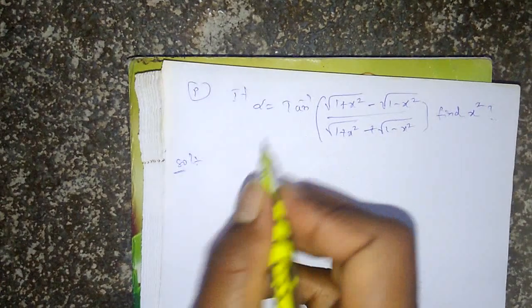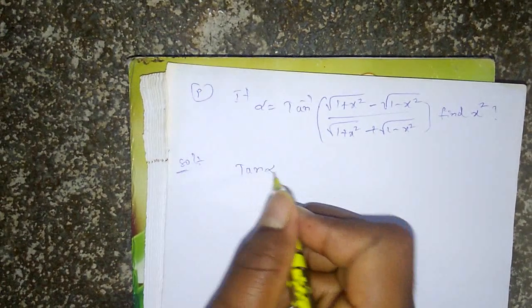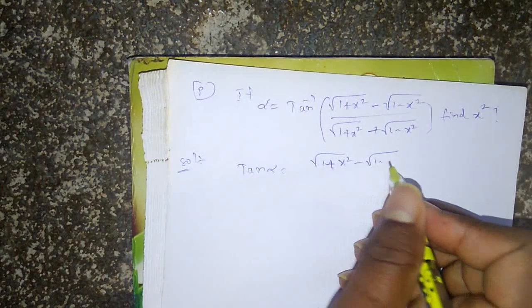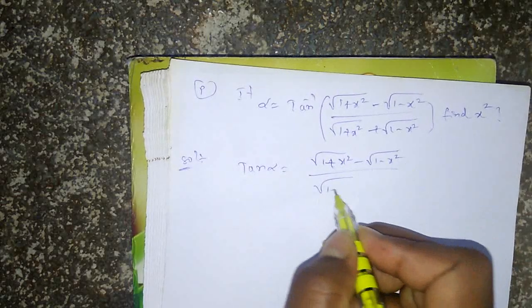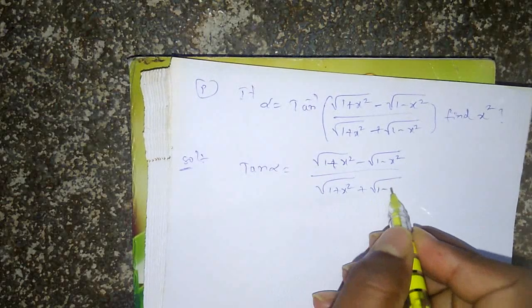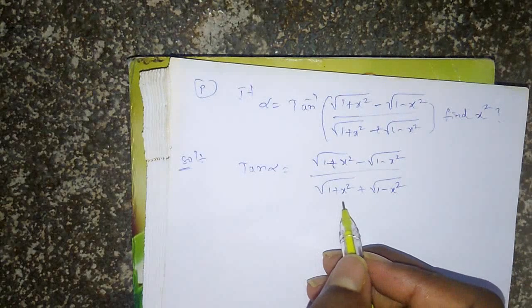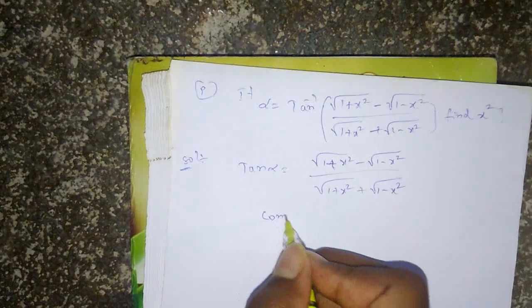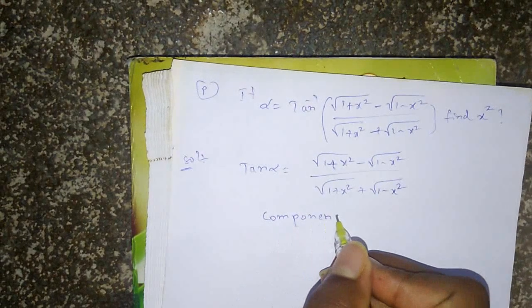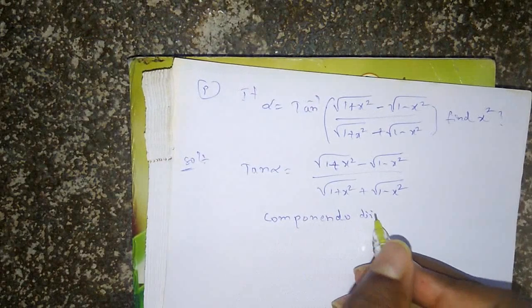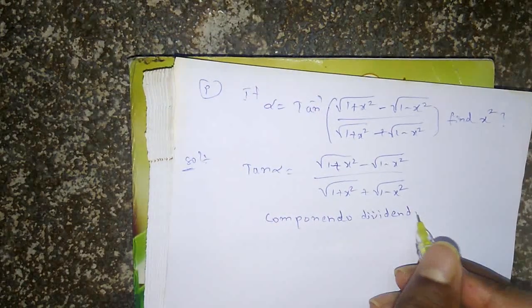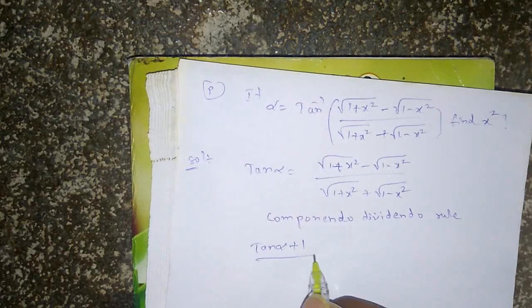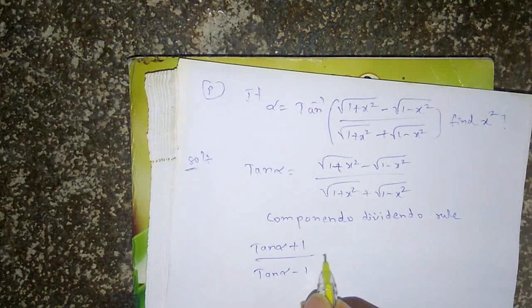So bring this tan inverse to the left side, it will be tan alpha is equal to root of 1 plus x square minus root of 1 minus x square divided by root of 1 plus x square plus root of 1 minus x square. So here you can use componendo and dividendo rule. So by applying componendo and dividendo rule, this is tan alpha plus 1 by tan alpha minus 1.